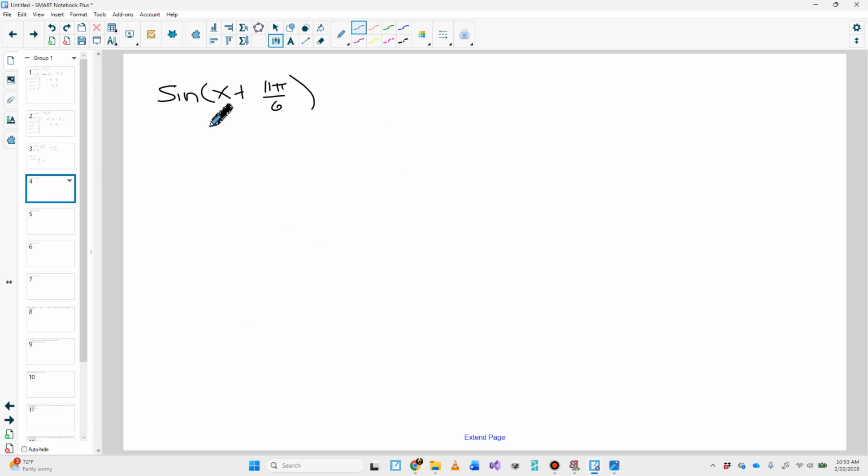We are asked to simplify this. Let me just make sure that I have this correctly. For the following exercises, rewrite in terms of sine x and cosine x, okay? So let's go ahead and do that. So we are to use the sum property of sine, summing two angles together. So we again will write out my values. Sine of my alpha, this is my beta.